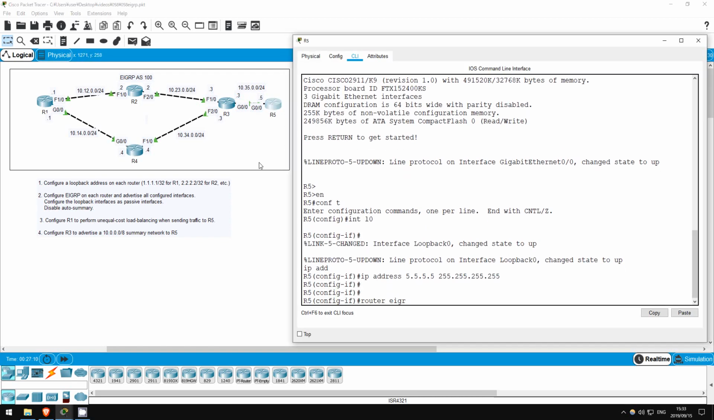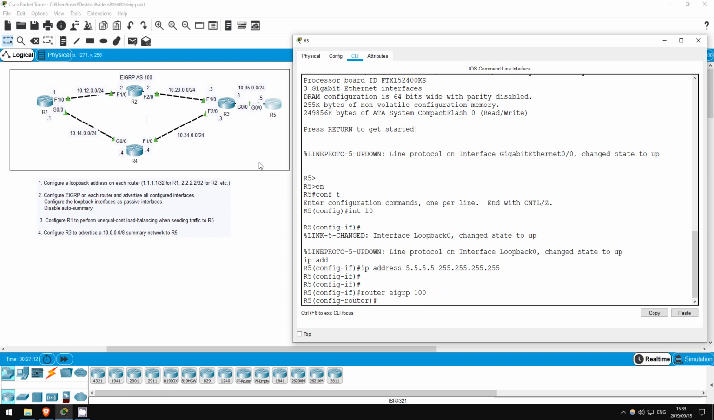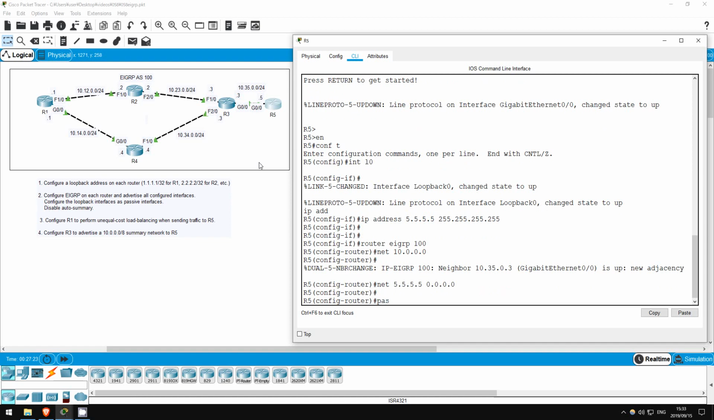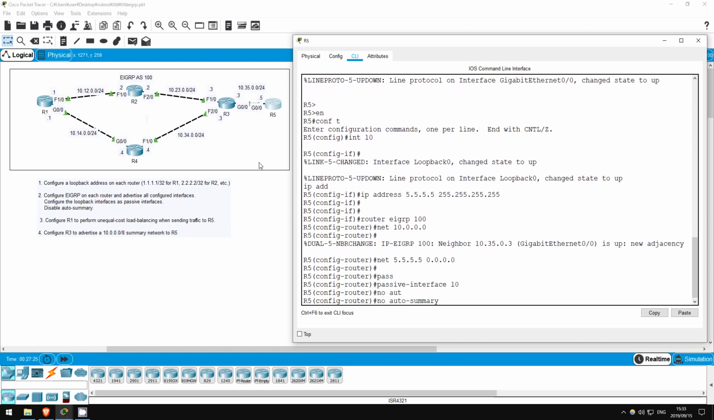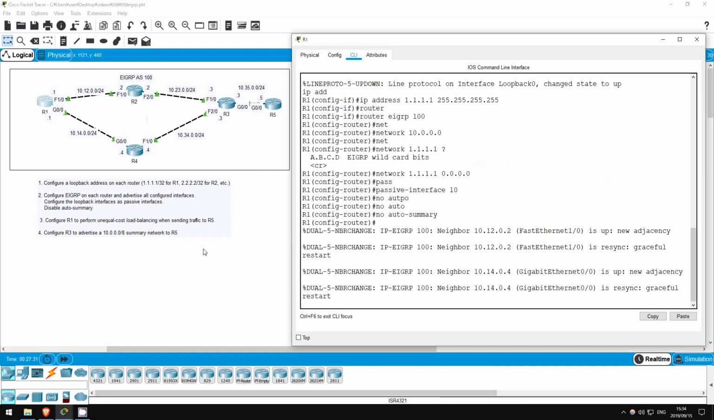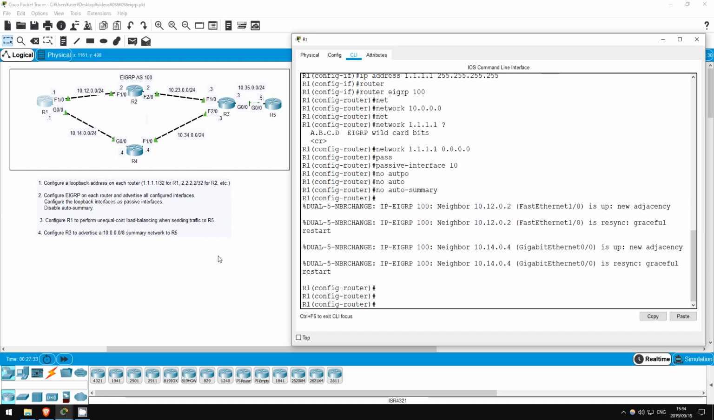Router EIGRP 100. Network 10.0.0.0. Network 5.5.5.5, 0.0.0.0. Passive interface L0. No auto summary. Okay, that's all. Let's go on R1 and see what routes it has learned. Do show IP route.